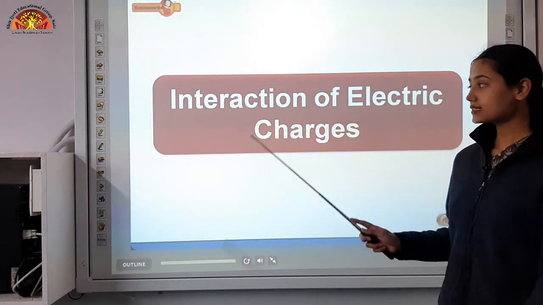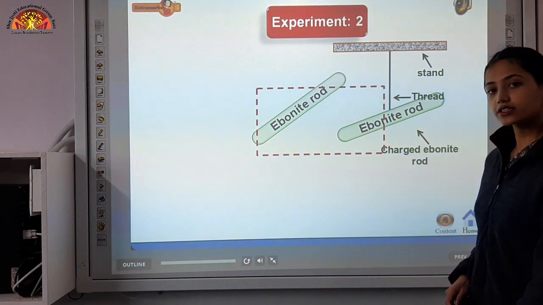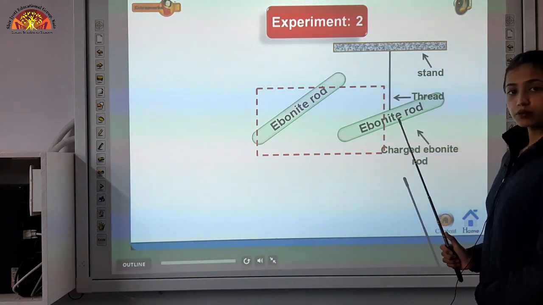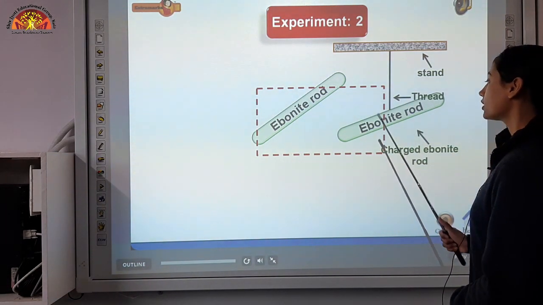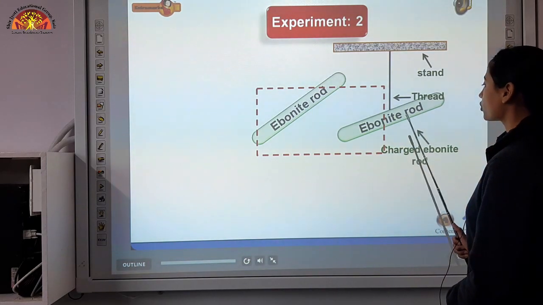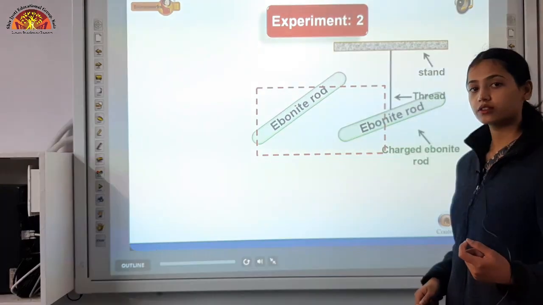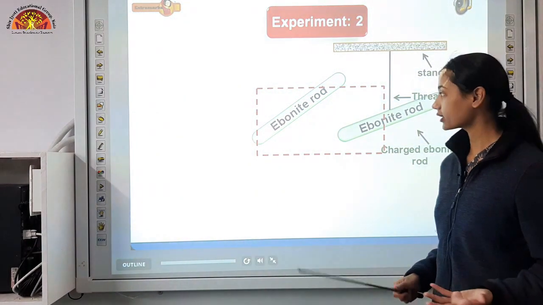The next topic is interaction of electric charges. For this, we'll see a simple activity. In this, we are taking an ebonite rod and we have hung it with the help of thread. Now we will rub this rod with wool. So what is our purpose? Why are we rubbing this ebonite rod? To make it a charged body.